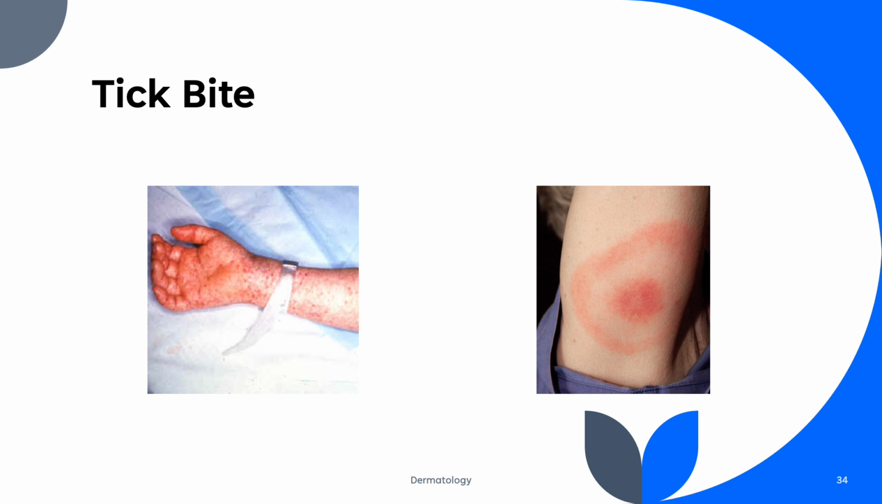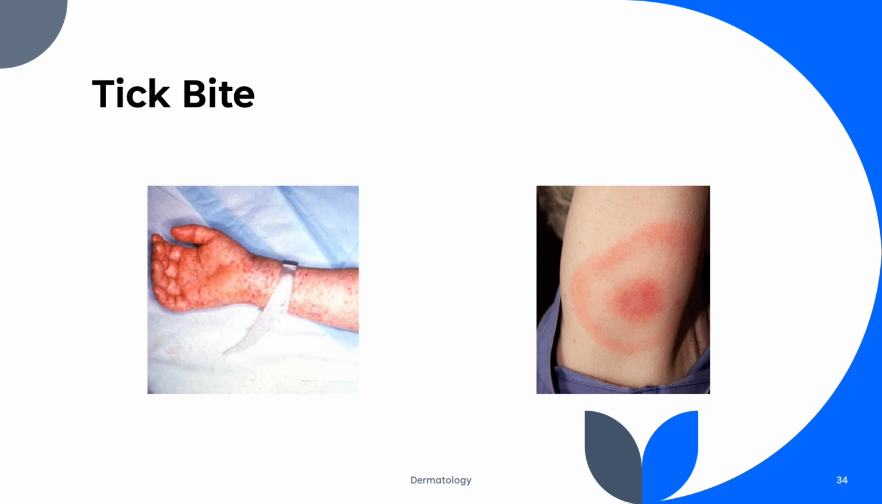Lyme disease is transmitted by black-legged ticks, and early signs include erythema migrans or a bullseye rash, along with fatigue, fever, and muscle aches. Treatment for Lyme disease typically involves doxycycline at a dosage of 100 milligrams twice daily for 10 to 21 days, or amoxicillin at 500 milligrams 3 times daily for 14 to 21 days, depending on the patient's age and medical history.